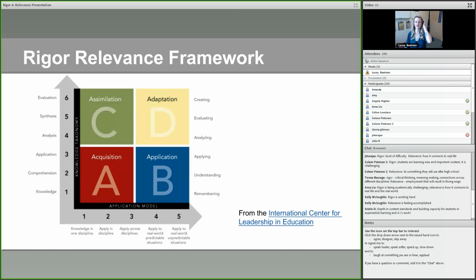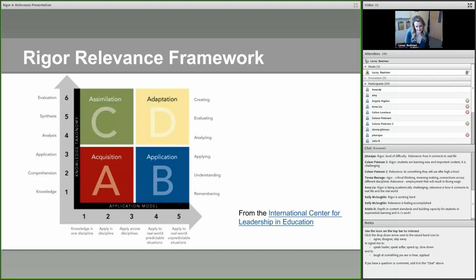And I want to just explain this for a second. On the right-hand side here is the continuum of knowledge, and it describes the increasingly complex ways in which we think. So it's creating all the way down to remembering. And this is based on the six levels of the revised Bloom's taxonomy. So we have creating, evaluating, analyzing, applying, understanding, and remembering.